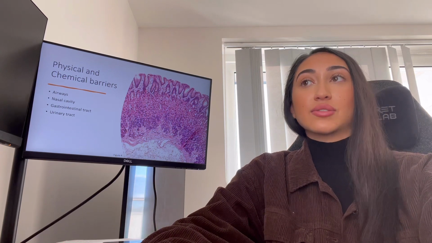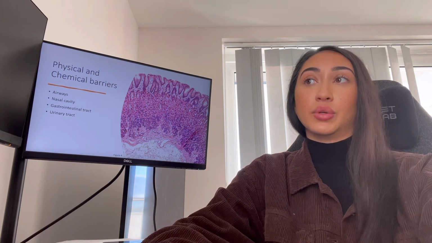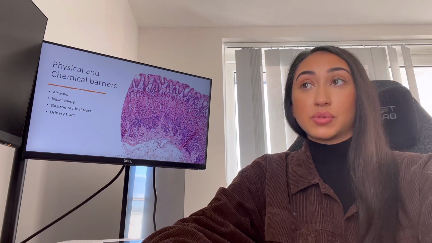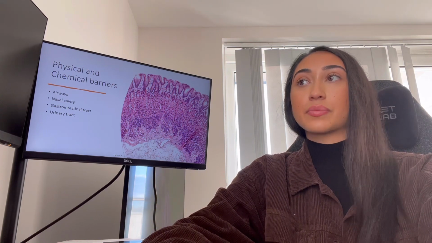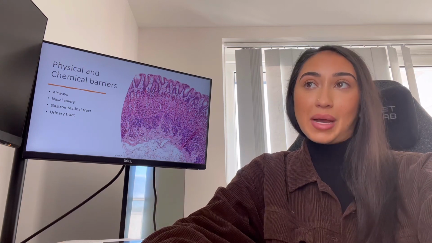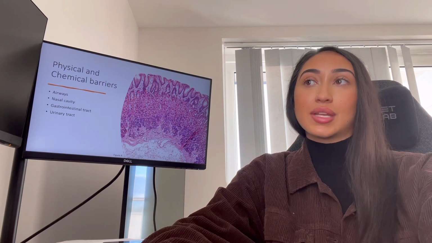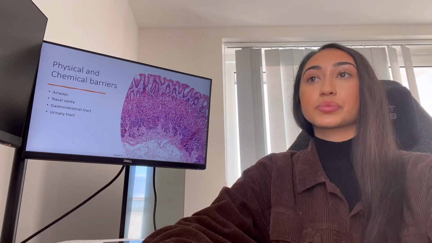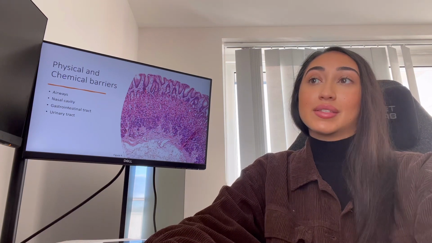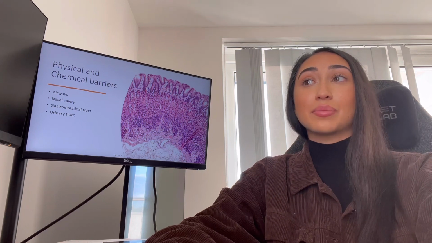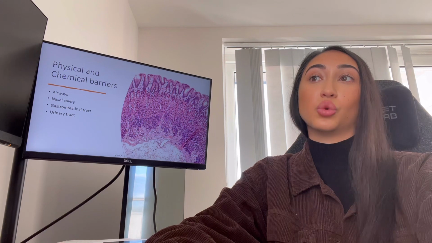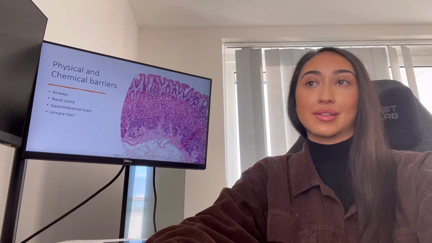Mucosal membrane is a soft tissue that has a huge part in immunity and lines the body's canals and organs within the digestive, respiratory, and reproductive systems, providing a lubricated barrier against infectious agents and pathogens while still allowing nutrients to pass through. Inside the gastrointestinal tract, you can find stomach acid, pancreatic enzymes, bile, and intestinal secretions, which all provide a chemical barrier against infections.